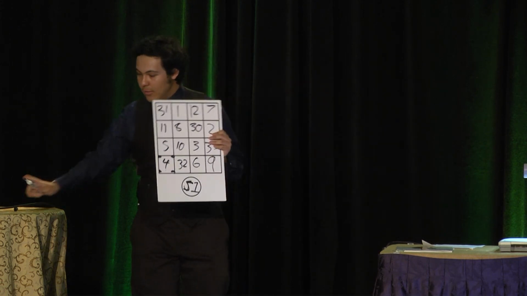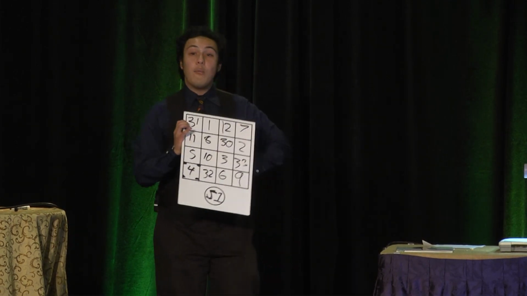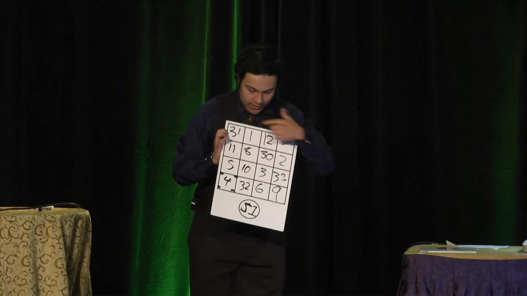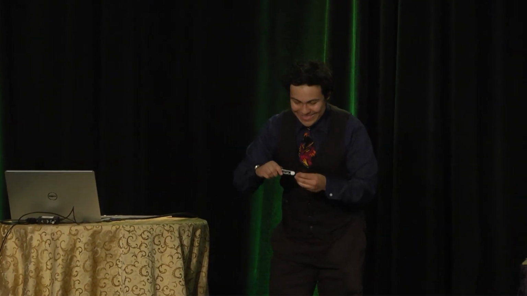All right, and there we have our magic square that works for all columns, rows, diagonals, corners. You're just going to have to trust me on that, but it does work. Thank you.